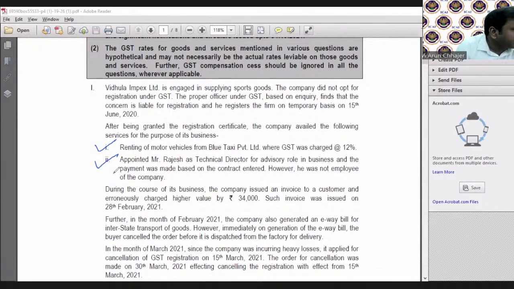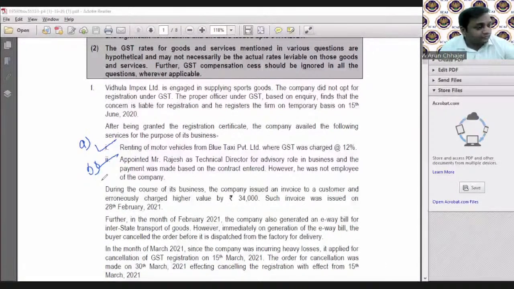Please reply. RCM is applicable on A, on B, on both or none of the above. Please give me the answer. On which transaction would RCM, reverse charge, be applicable? On A, on B, or both or none?